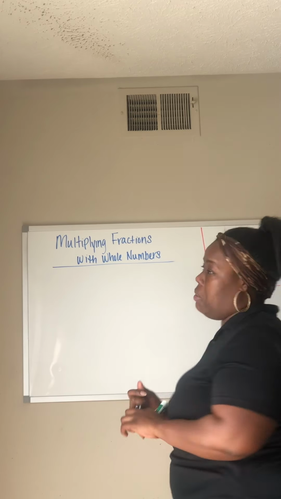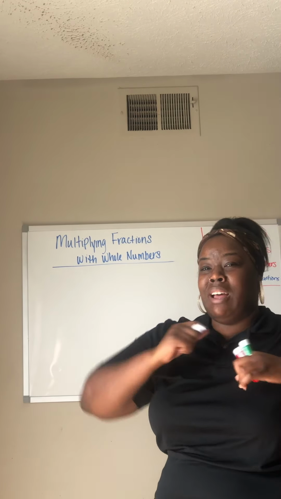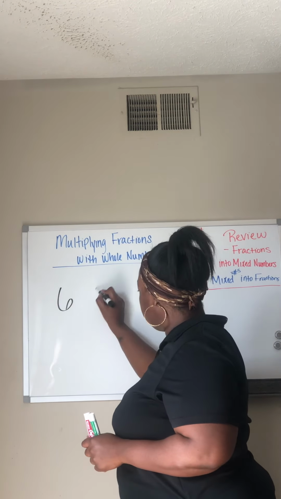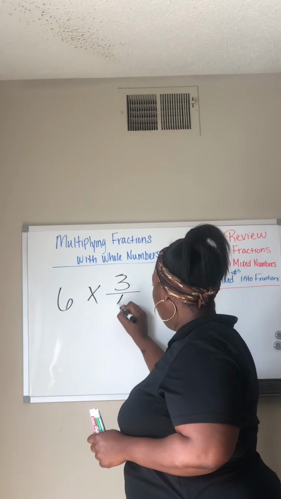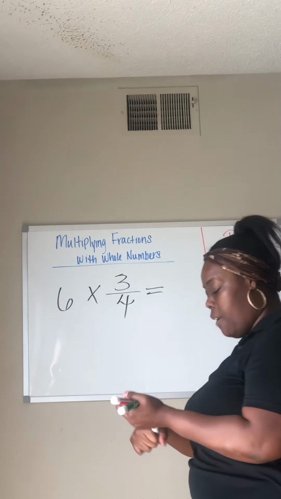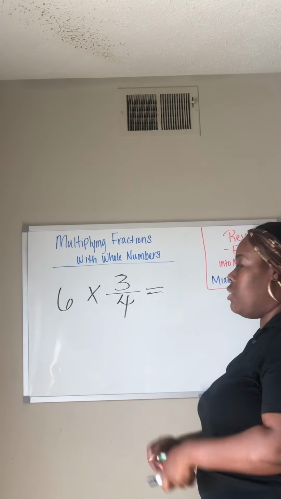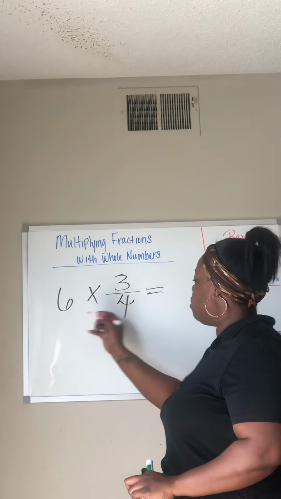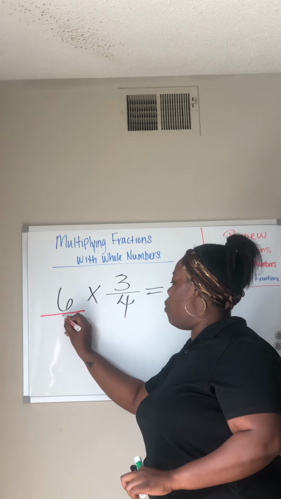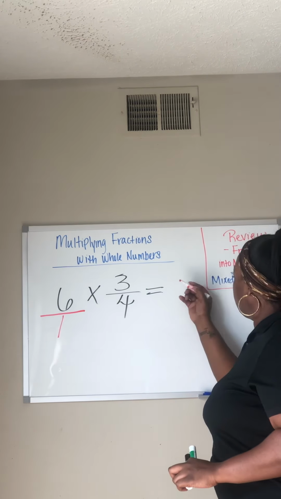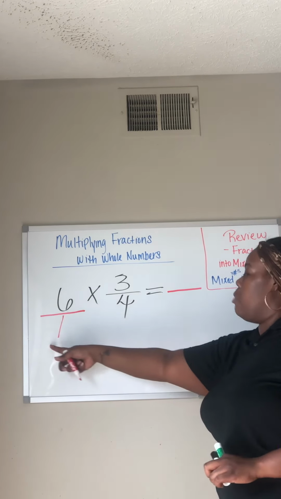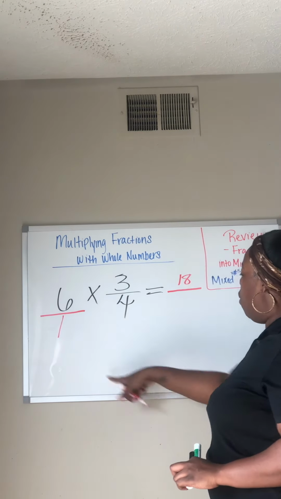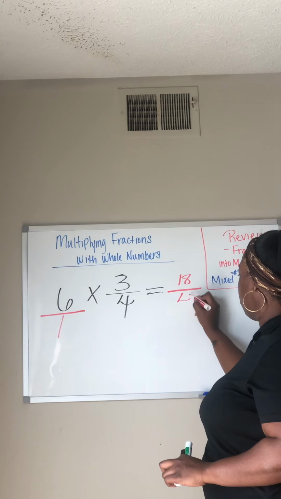All right, so let's do another one. Let's do something that's a little bit hard. Let's do 6 times 3 over 4. First step we have to do is turn this whole number into a fraction before we do anything else. Whole numbers with fractions are always going to be over 1. We are going to multiply straight across. 6 times 3 is 18. 1 times 4 is 4.